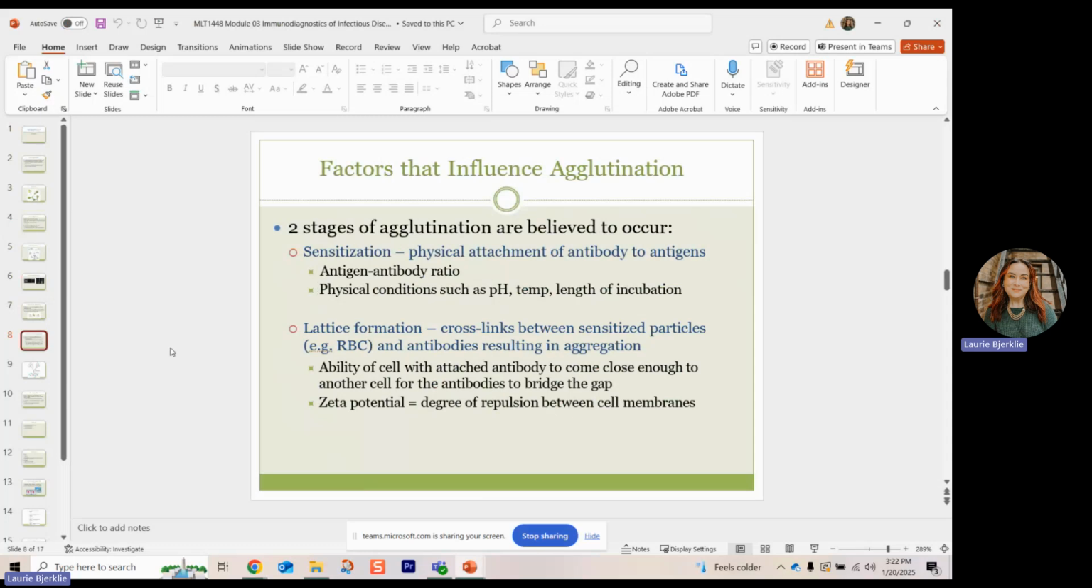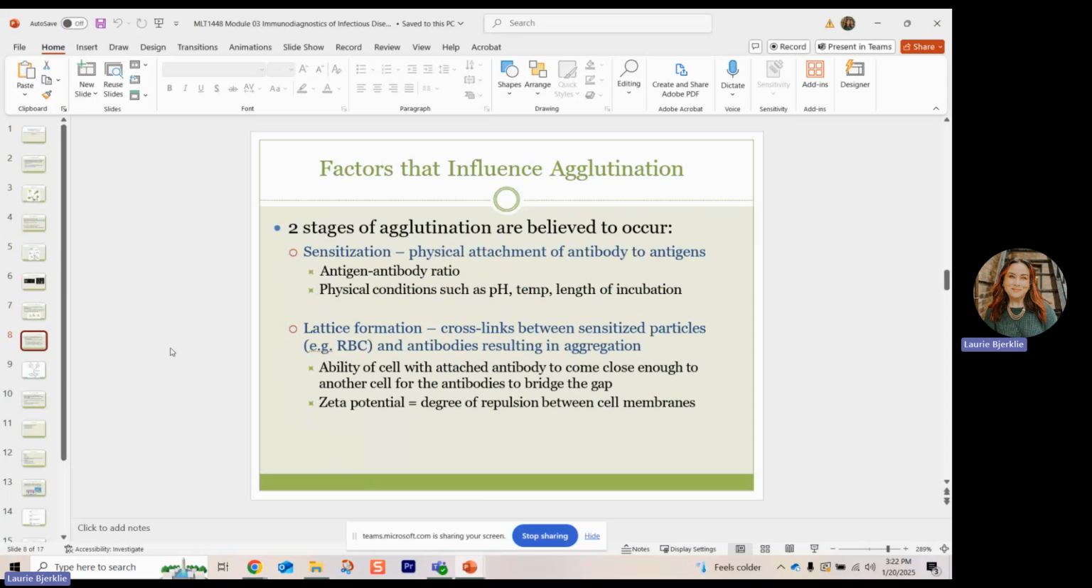There are different cells that could become involved. We do have red cells. When you take blood bank, we will learn you can type people's blood based off agglutination reactions with the red blood cells. So there definitely is agglutination happening there as well in blood banking, that involves cells. So just two stages overall.